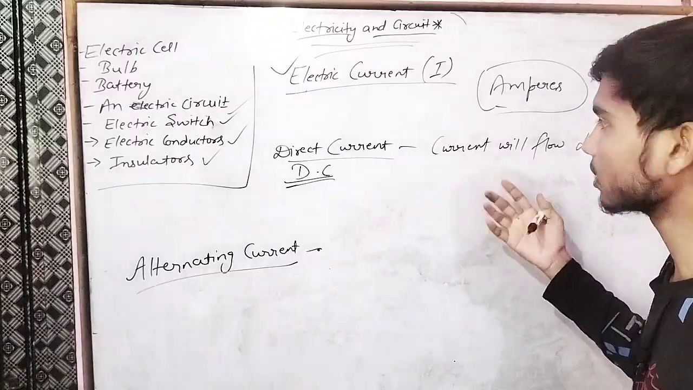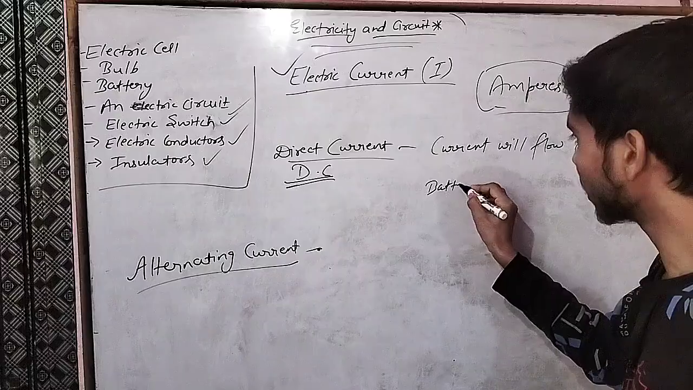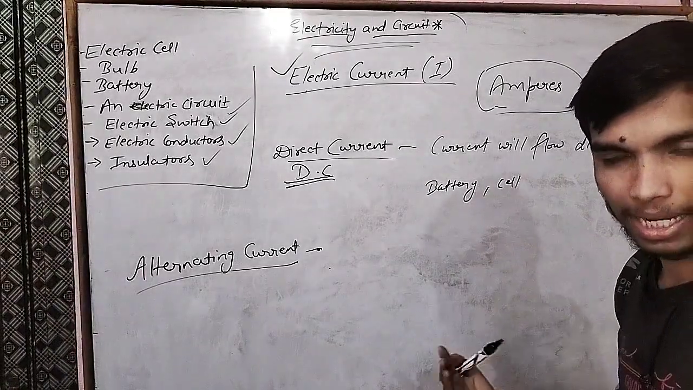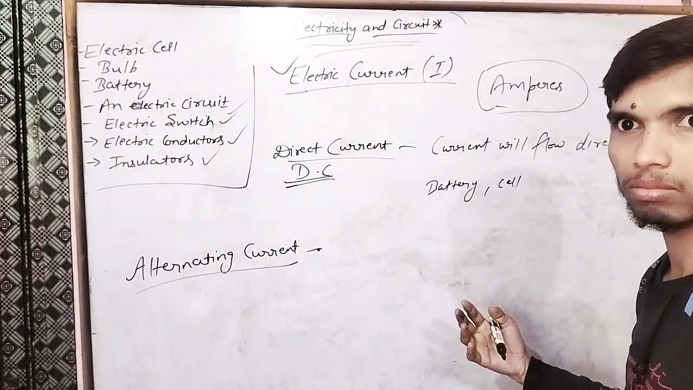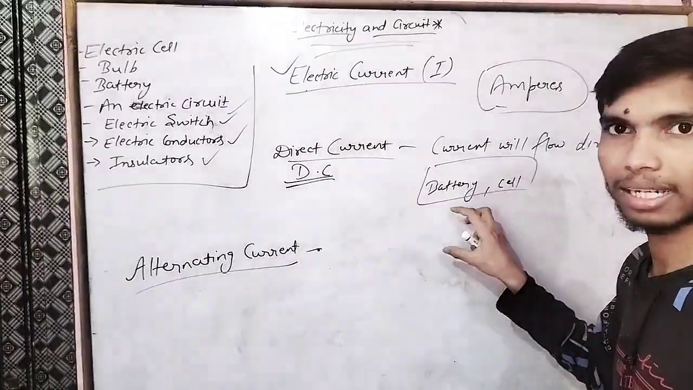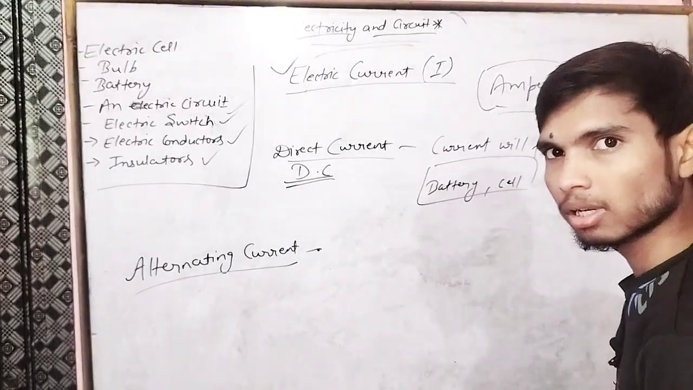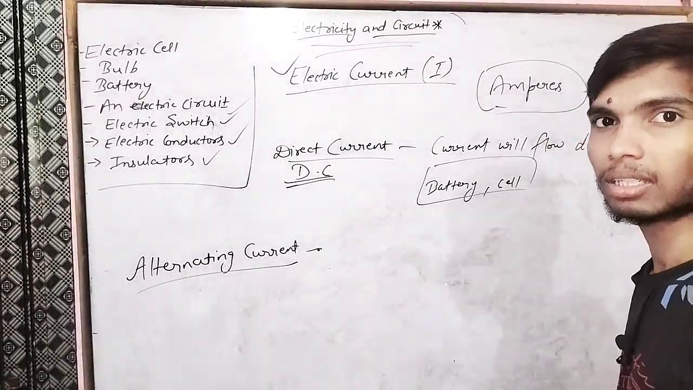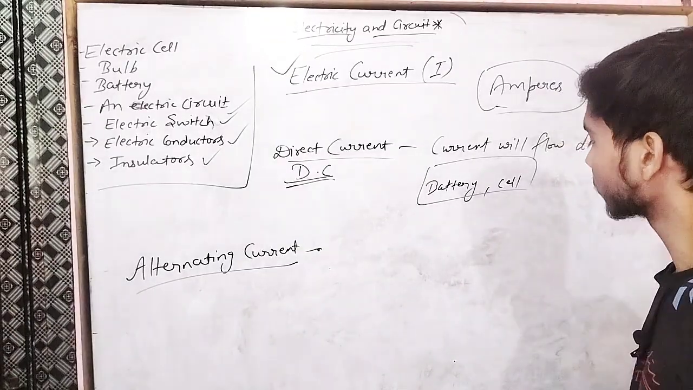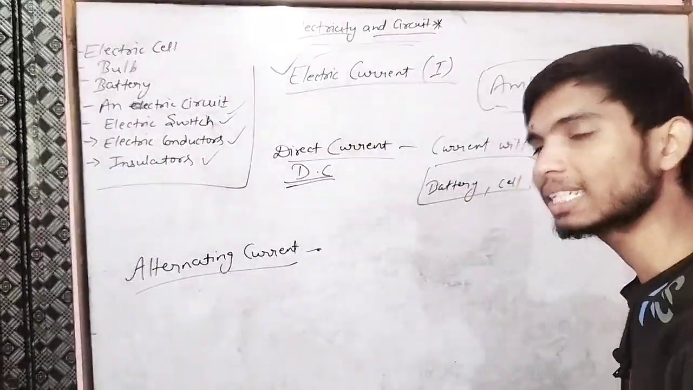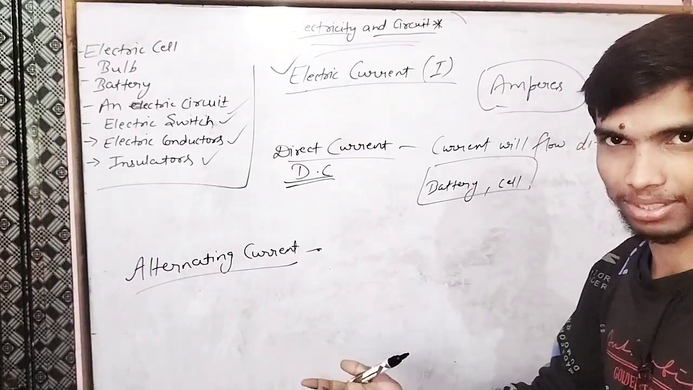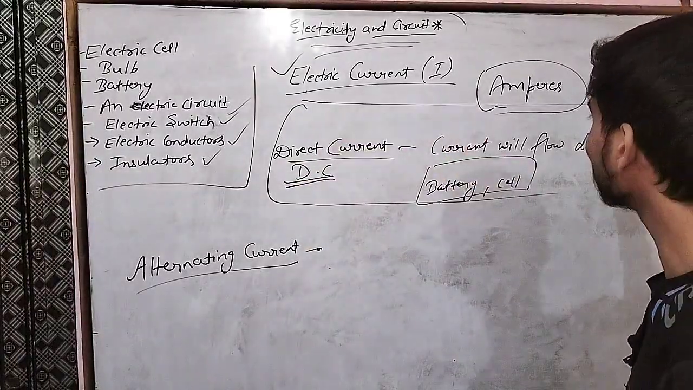So when does it happen? I am giving an example: battery, cell, battery cell, and so on. These are examples of direct current because these electric devices provide direct current to another electric device, for example, a toy. So this electric device provides a current directly, without any barrier, without any Ohm's law, without any resistance. Clear?